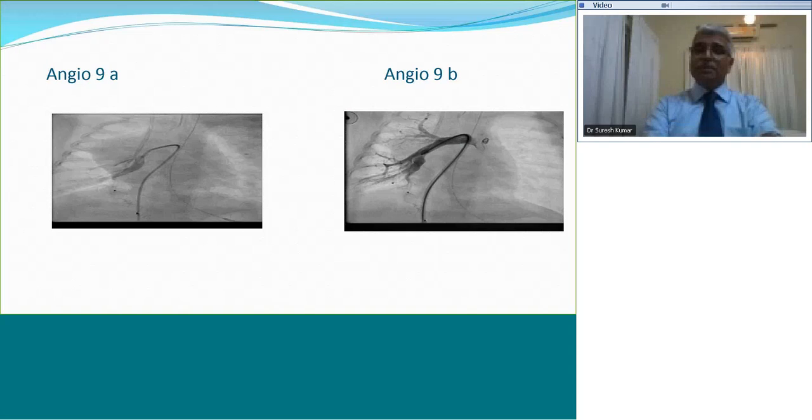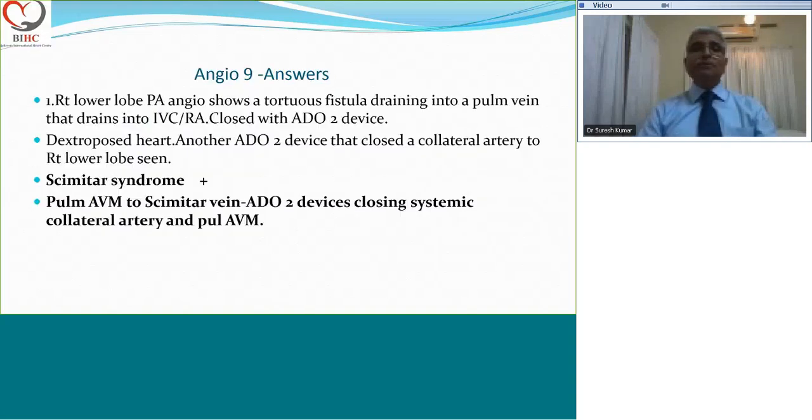The PA pressures on the table dropped to half systemic. The first Scimitar angio that I showed belonged to this patient only. And the device that you find here is the device that we had put in the Scimitar collateral artery originally. So read this answer. You were finding a right lower lobe pulmonary artery angiogram showing the tortuous fistula, which is actually draining into the pulmonary vein coming into the IVC-RA. I did not ask that question because that is not very clear on transmission. But that it is a pulmonary AV fistula, you should be able to say. It's a dextroposed heart, and another device that closed the collateral artery to the right lower lobe is seen. So this is Scimitar syndrome.